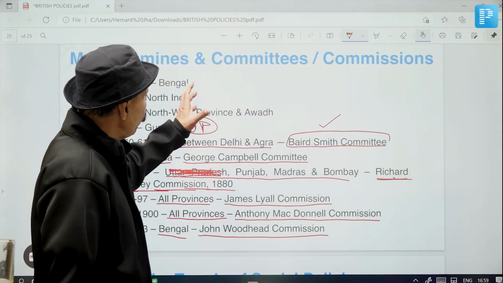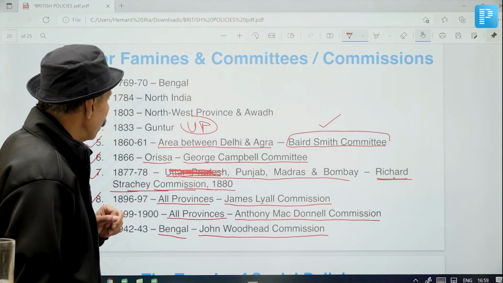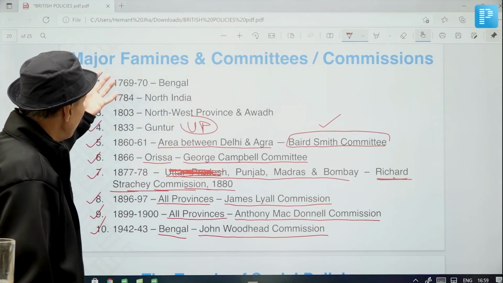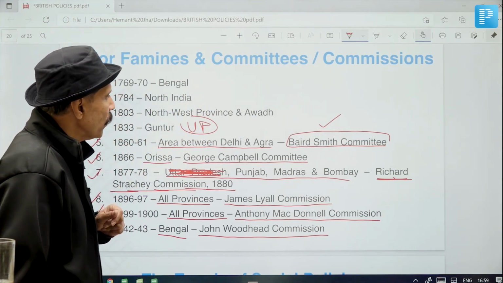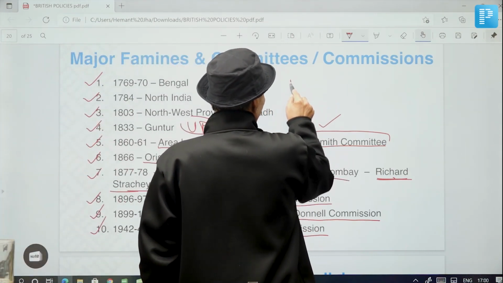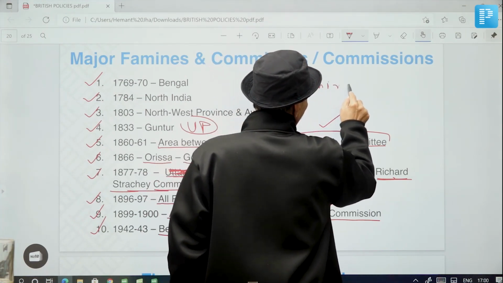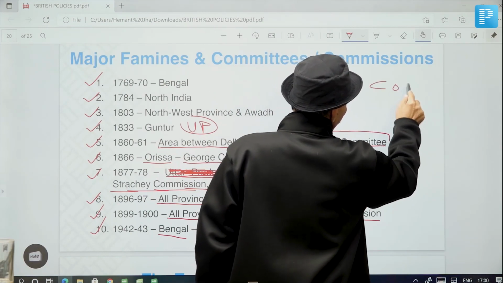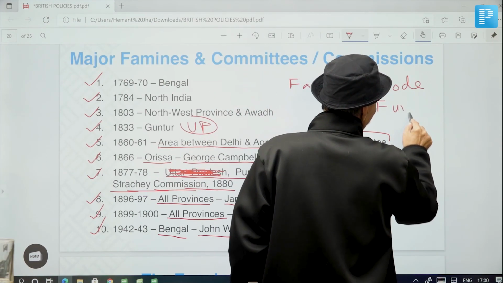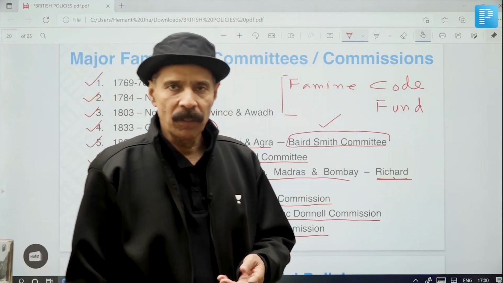So you should be keeping in mind the names of the committees, and plus so many famines, no need to remember the years, but a broad idea should be there. Besides, I have said that a famine policy had two major aspects: famine code and famine fund. So this you should keep in your mind. Now I'm moving on to the next one.